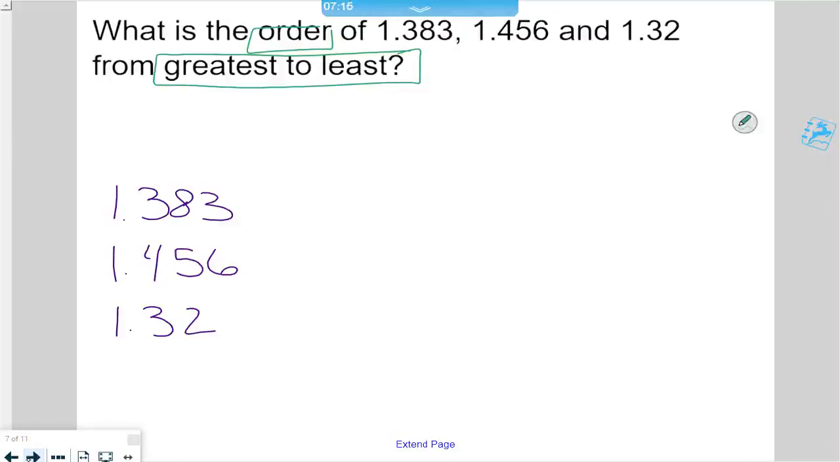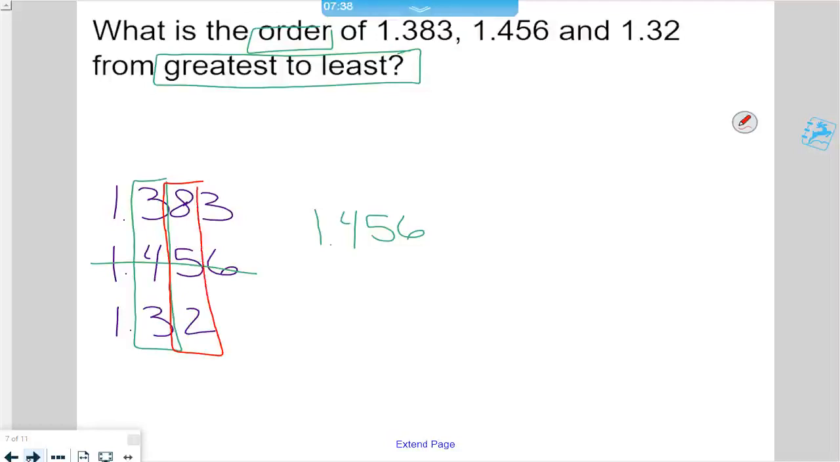So my 1's are all the same. So I'm going to come here. My greatest to least: 3, 4, 3. My biggest number is 1 and 456 thousandths. Now, I have a 3 and a 3, so guess what? I need to move on to the next column.